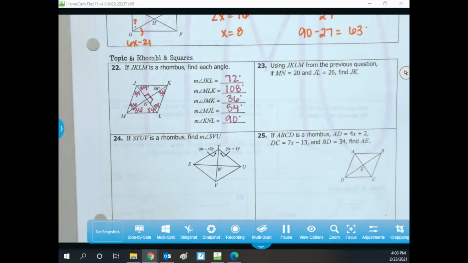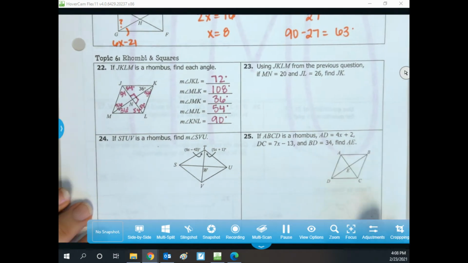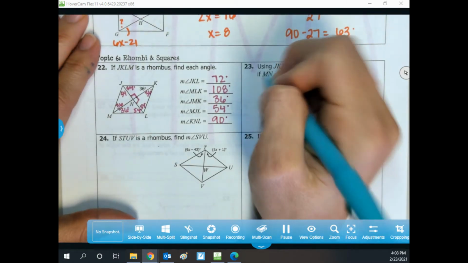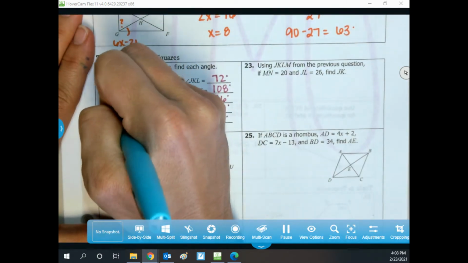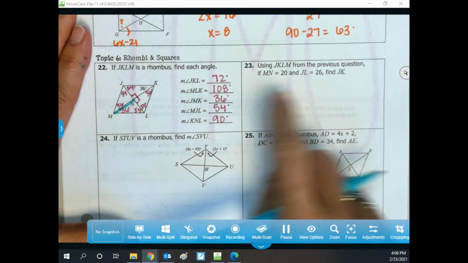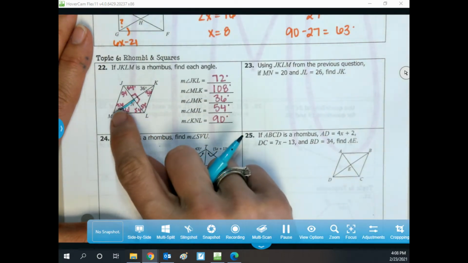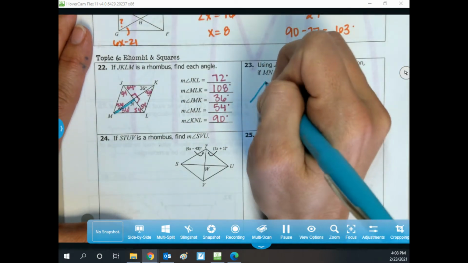All right, take a look at number 23. Using JKLM from the previous question, if MN is 20, which is that piece in the middle, right here, outlined in blue, and JL is 26, find JK. Okay, so first of all, I'm going to redraw this. I don't like drawing on that picture.